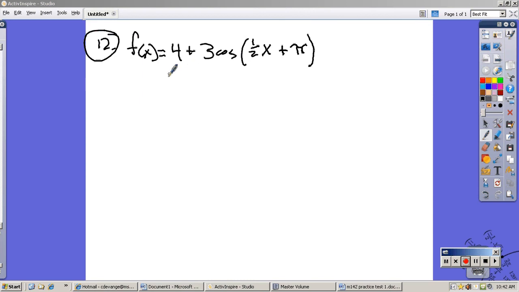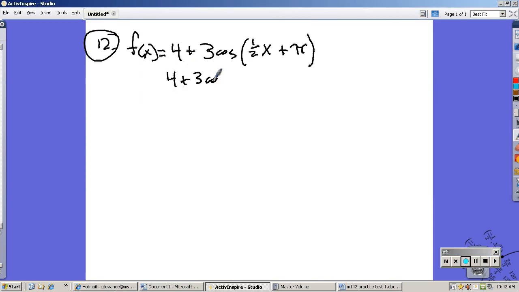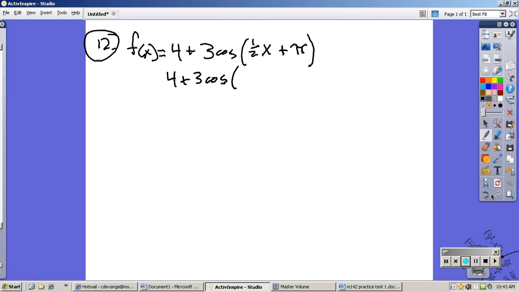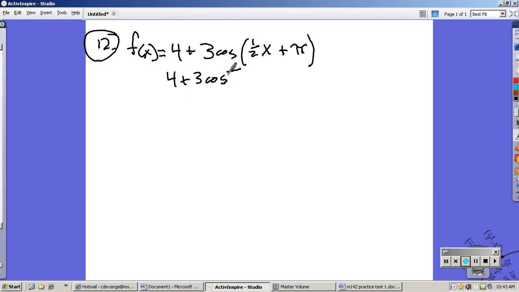I'm going to rewrite what's going on inside cosine so that I can do my shift correctly. So I'm going to factor out that 1/2, that multiplier, x plus, and if I factor out a 1/2, I'm dividing pi by 1/2. So really, this should be a 2 pi. Another way to think about it is if I multiply that 1/2 back in, I'll get pi back out.